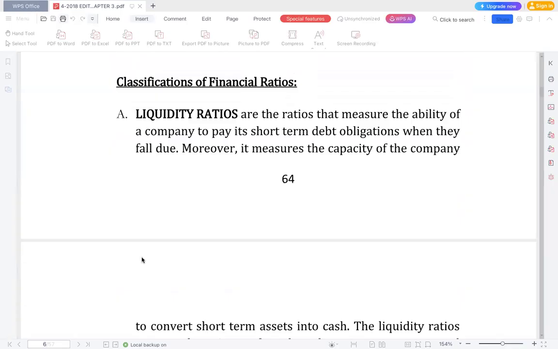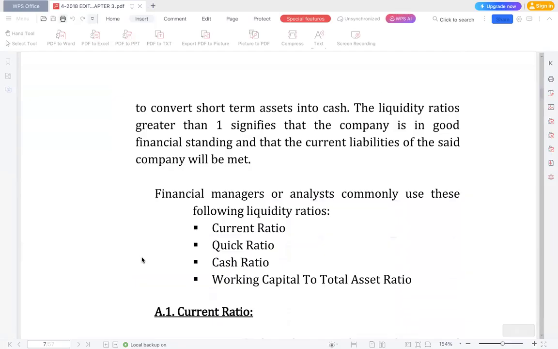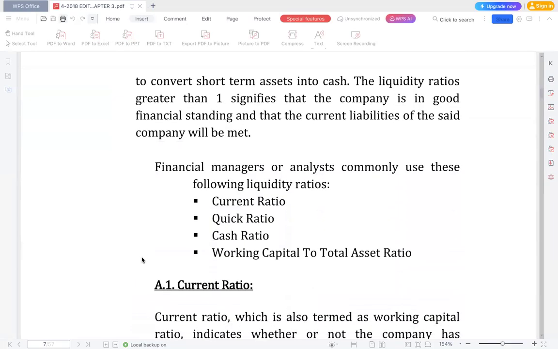Now, let us focus on liquidity ratio. Liquidity ratios are ratios that measure the ability of the company to pay its short-term debt obligation when they fall due. So, moreover, it measures the capacity of the company to convert short-term asset into cash. So, we have here the different ratios: current ratio, quick ratio, cash ratio, and working capital to total asset ratio.